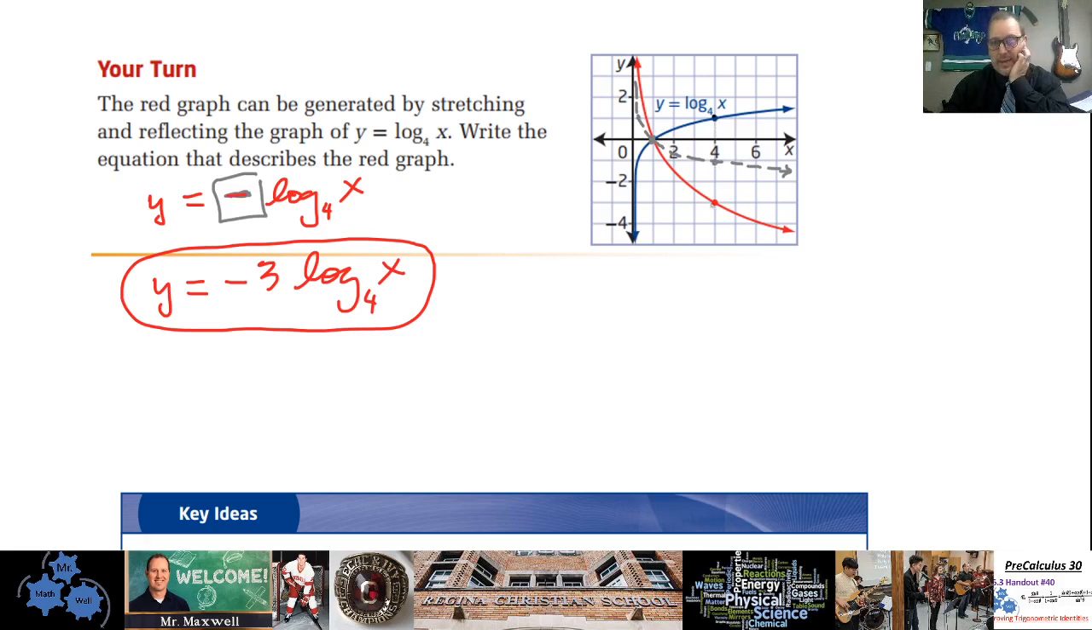Now to get to the red graph, because this point has not changed, we're not actually sliding it down, we're actually stretching it. And if this is a -1, then this point right here is a -3. You guessed it. This is a factor of 3. So I have my negative and I have an a value of 3. So this is what this red graph looks like right here.